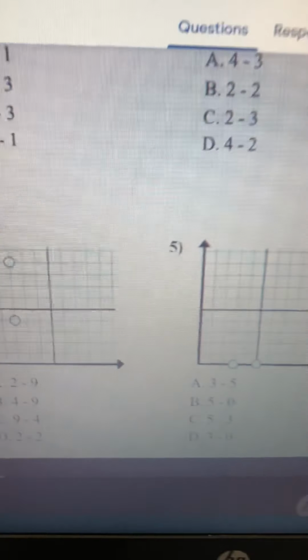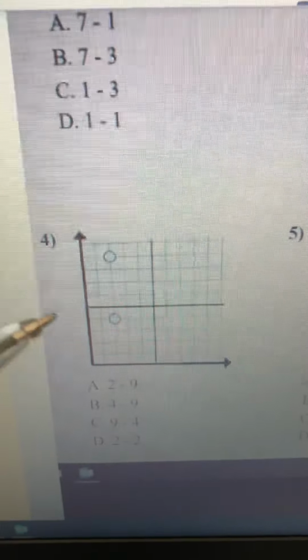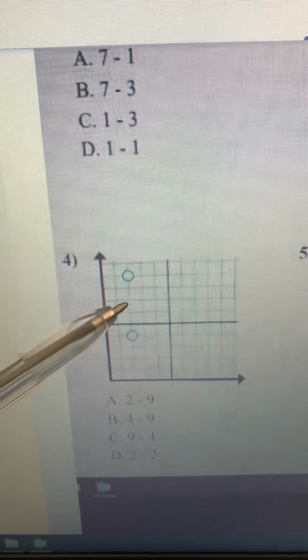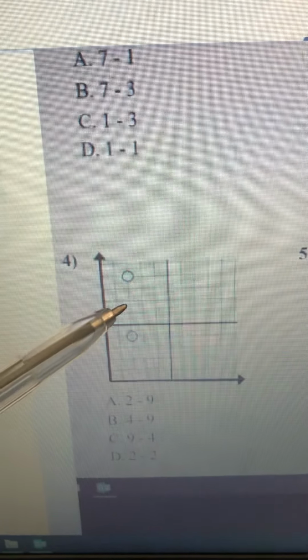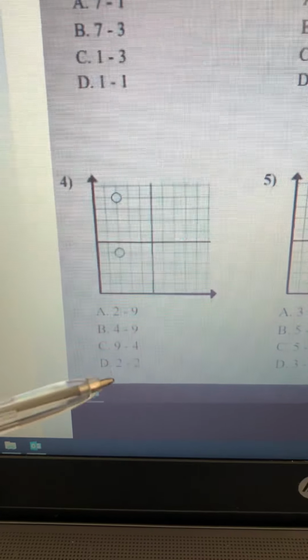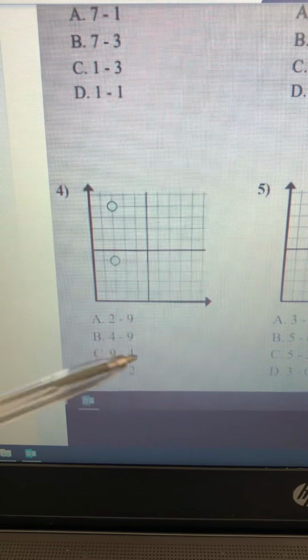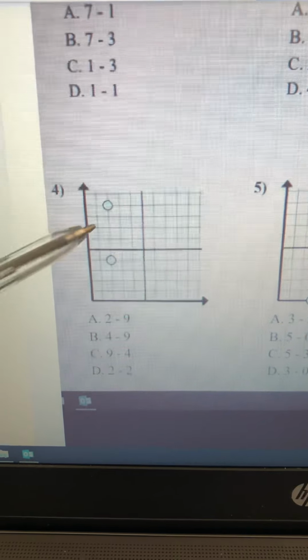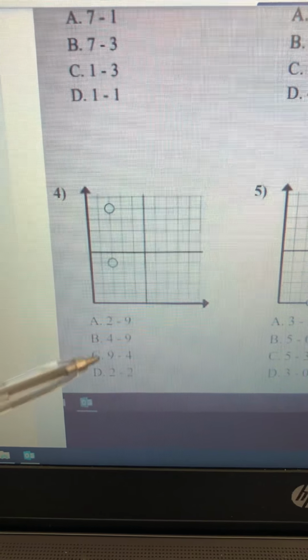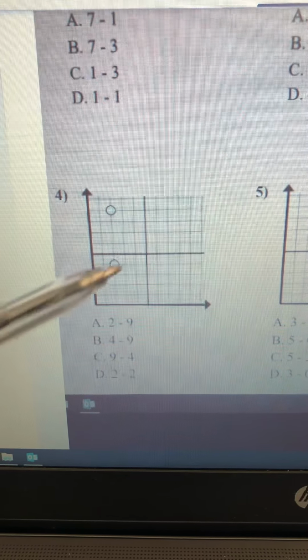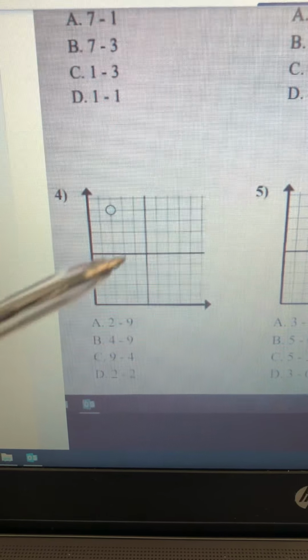All right, number 4. We can count, and that's going to be 1, 2, 3, 4, 5. So we counted 5, and the one that best describes this is 9 minus 4 is 5, so that would be C, because there's 5 spaces, and 9 minus 4 is 5. Okay, number 4. All right, number 5, we're moving right along, nice and easy.